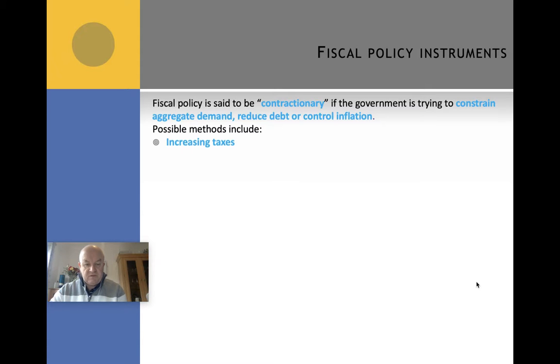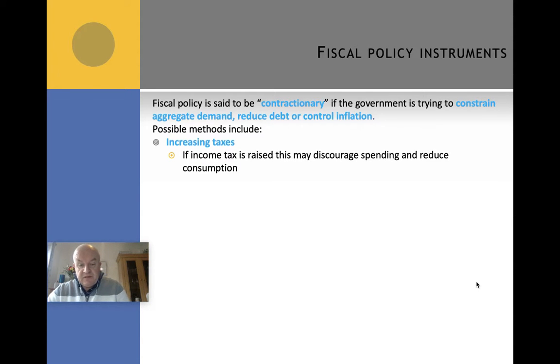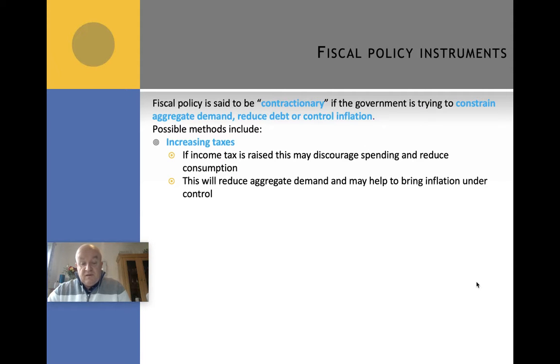Okay, some of the methods that can be used, we're using the same things essentially. Effectively, we're using government spending and taxation. In this case, if we increase tax, so if we increase income tax, that's going to discourage spending, and that's potentially going to then reduce consumption. That would then reduce aggregate demand, and that may help to bring inflation under control. As there's less demand for goods and services, that might actually reduce the pressure on prices to go up.